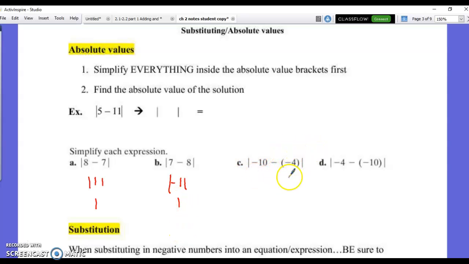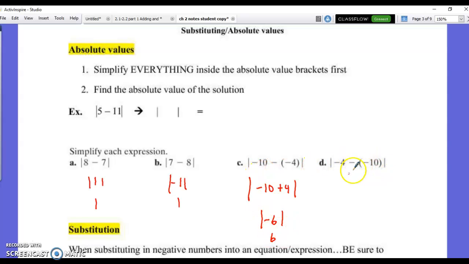In here, we can simplify. There's that double sign, so this would be negative 10 plus 4. The signs are different, so you take the difference. So that would be a negative 6. And the absolute value of negative 6 is 6.